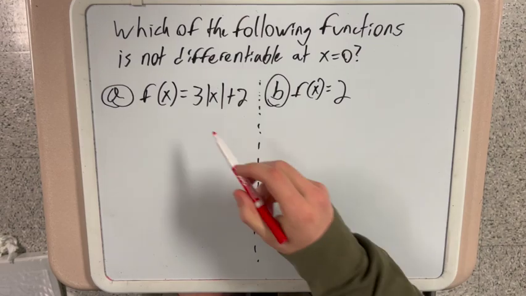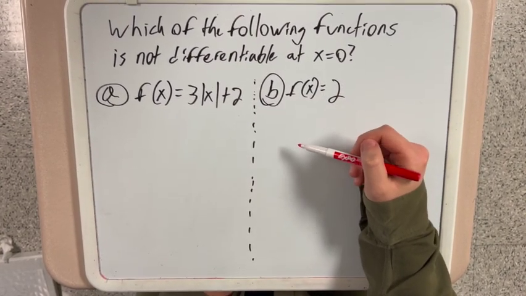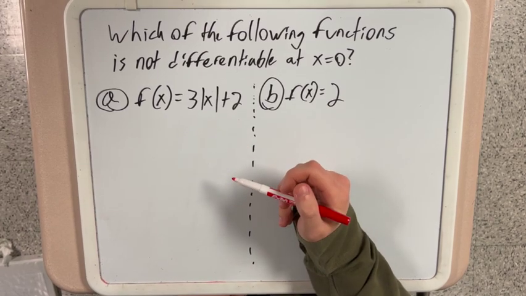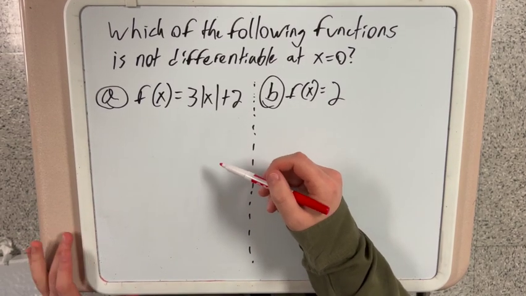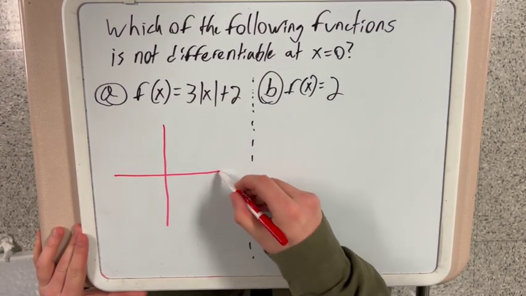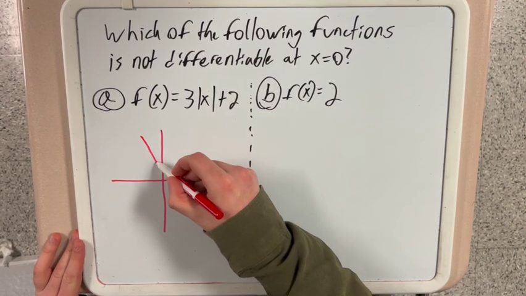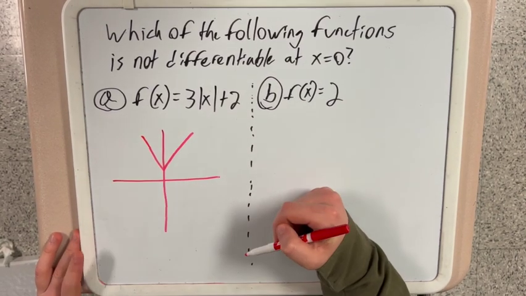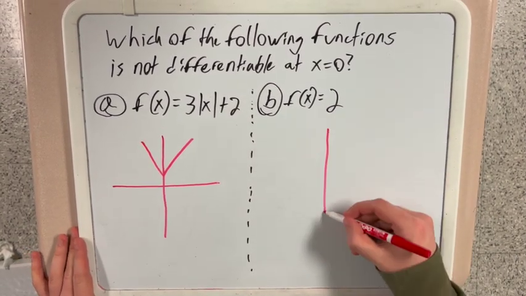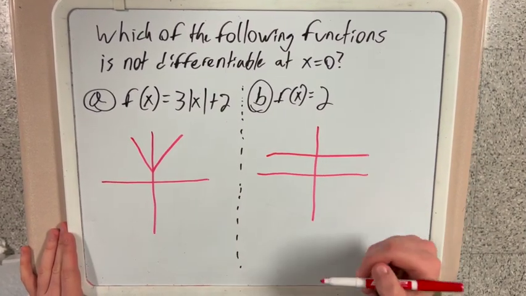Okay, which of the following functions is not differentiable at x equals 0? So the best way to go about this is to think about the graph of each of these functions. So looking at choice A, if we can imagine an absolute value function, we would have a V shape. Looking at f of x equals 2, we know we would just have a simple straight line.